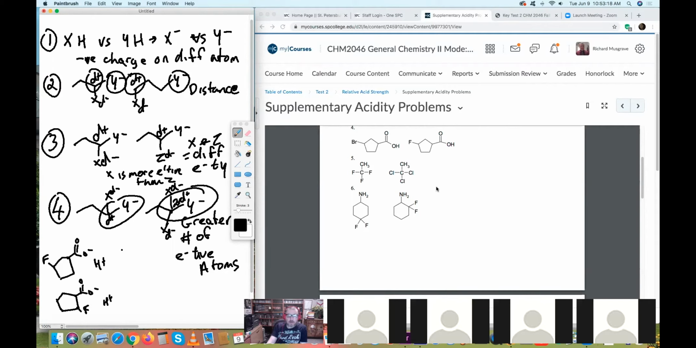Let's look at number 5. Now, number 5 is a little bit tricky. What scenario are we looking at for number 5? Does anybody want to take a guess? Nee or Jacob? I'll put you on the spot here. Do you want to take a guess at which one it would be? Well, it's not going to be scenario 1 because the negative charge is going to be on the same atom. But they're both on the CH2 minus there.